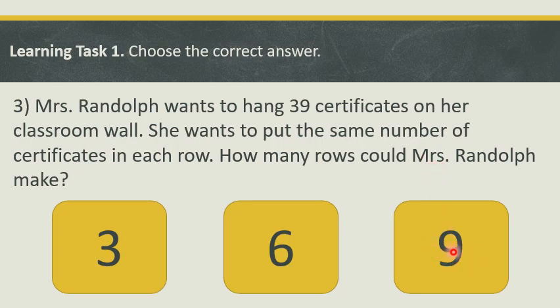So, sa 9, pwede po ba siya? So, skip count na tayo by 9. So, 9, 18, 27, 36. So, may tatlo pang matitira. So, hindi dito. Sa 6 naman, 6, 12, 18, 24, 30, 36. So, may matitira uling tatlo. So, hindi rin pwede to. Sa 3, so 3, 6, 9, 12, 15, 18, 21, 24, 27, 30, 33, 36, 39. So, sakto. So, ang answer natin dyan ay 3.